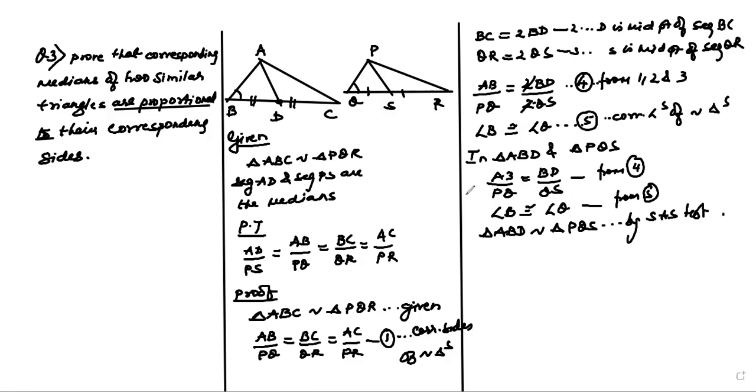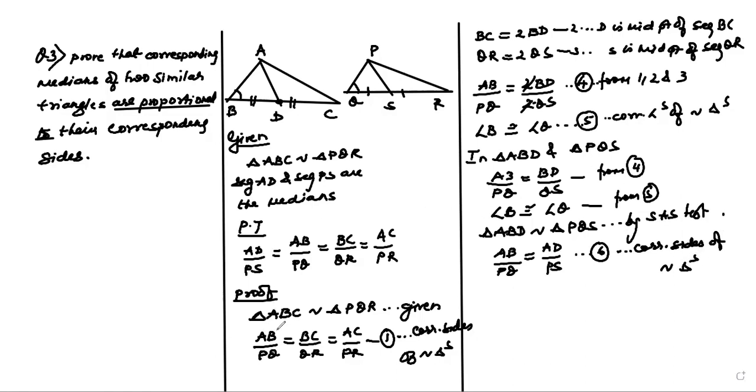Now, why did I prove this triangle is similar? So that I can say corresponding sides are in proportion. What is that? AB upon PQ equal BD upon QS equal AD upon PS. I purposely call this statement number 6, and say corresponding sides of similar triangles.